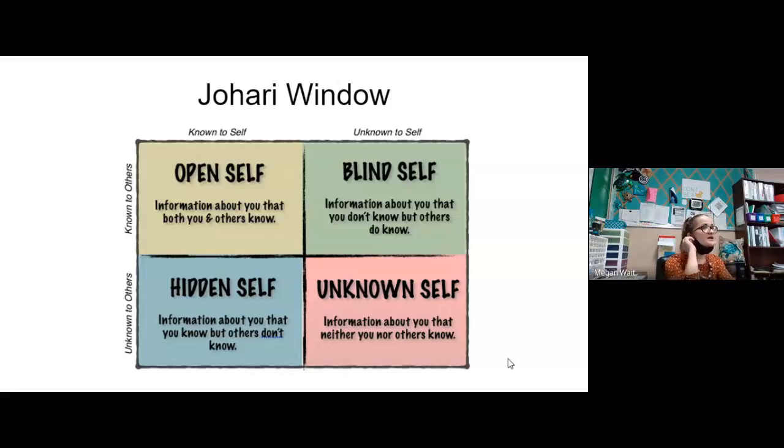The last window pane is your unknown self. This is information about you that neither you nor other people know. A good example of this is if you sleep talk and you sleep by yourself. An example of this, though, might be the way you act when you find out that somebody you know died in a terrible accident. Now, you don't know how you're going to act in that situation, nor does anybody who knows you know how you're going to act in that situation.